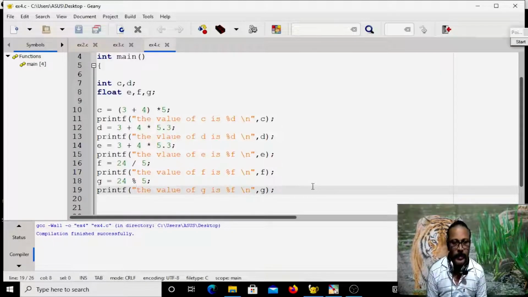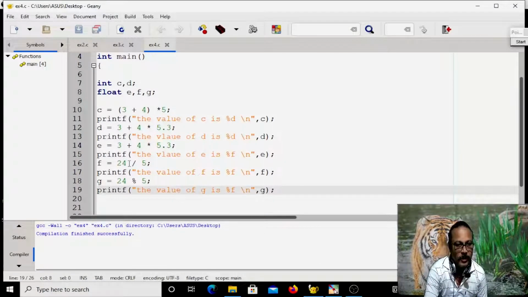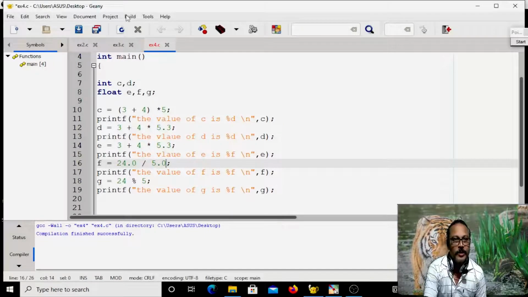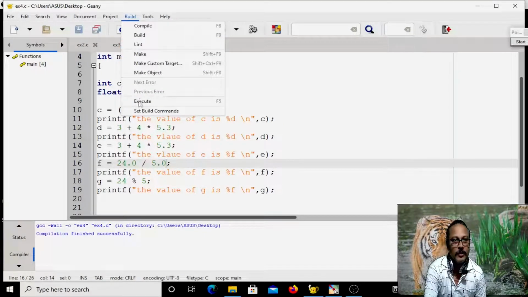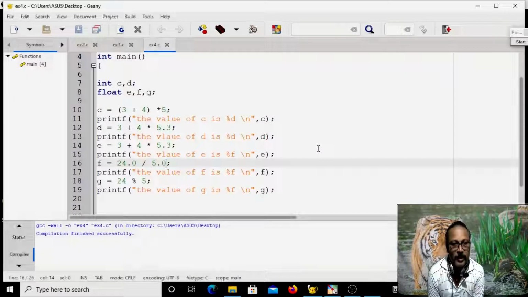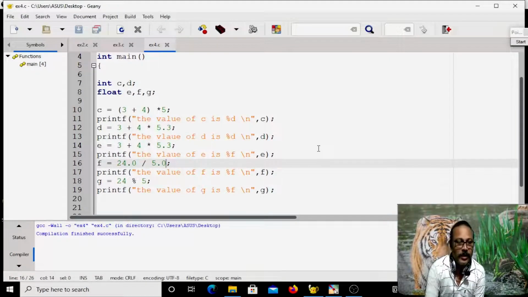Let me try another trick. I don't know whether it works or not. I'm experimenting. Let us see. So what happens? You are getting 4.8. And the remainder is okay, it is 4. Why am I getting 4.8? Previously I got only 4. Why?